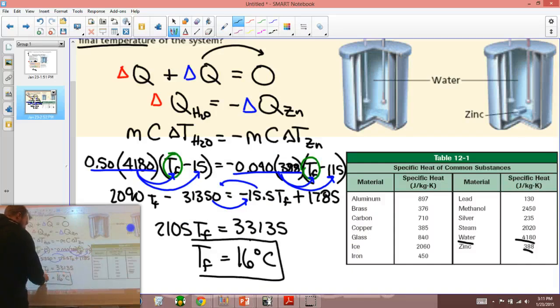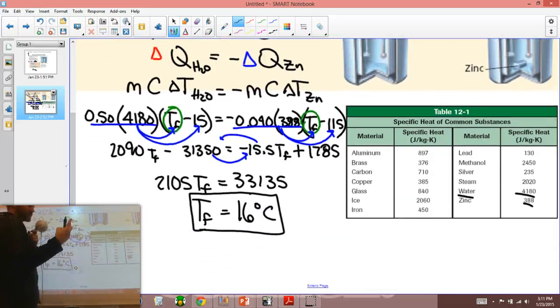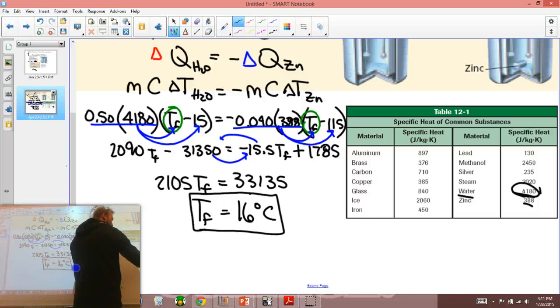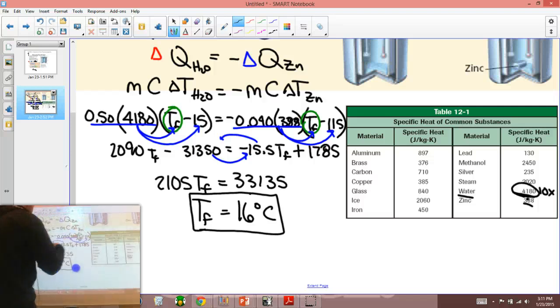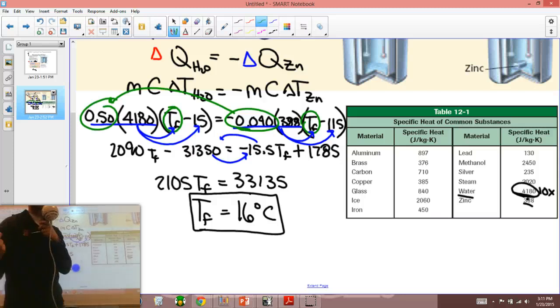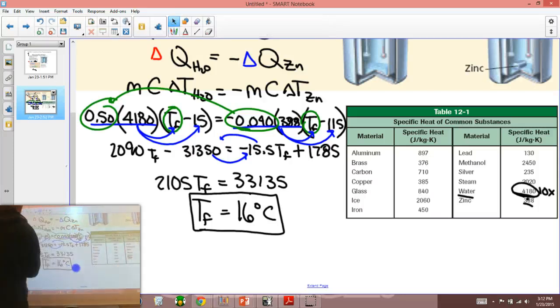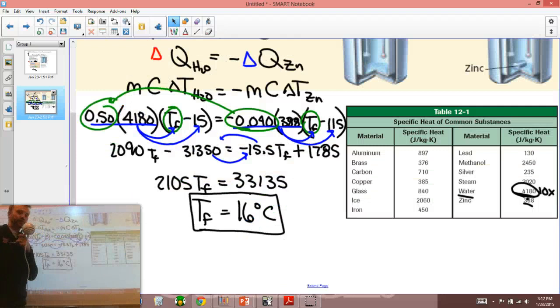Oh my gosh. Does that even make sense? Let's think about this. Does it make sense that water would only go up 1 degree? And the answer is yes, for two reasons. Reason number one, it's like 10 times harder to heat and cool water than it is zinc. Thing number two, I've got 10 times as much. I've only got 0.040 and I've got like 0.5. So it's more than 10 times the amount, and it's more than 10 times harder. So it's probably going to be somewhere like 100 times closer to the temperature of water, which 16 absolutely is. It's very close to the temperature of water.